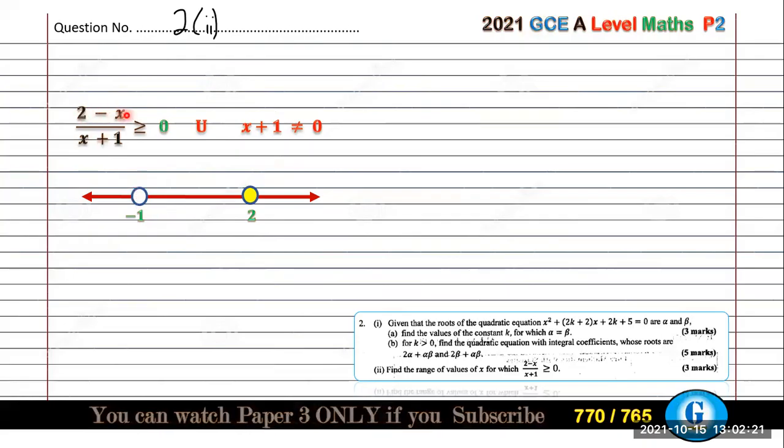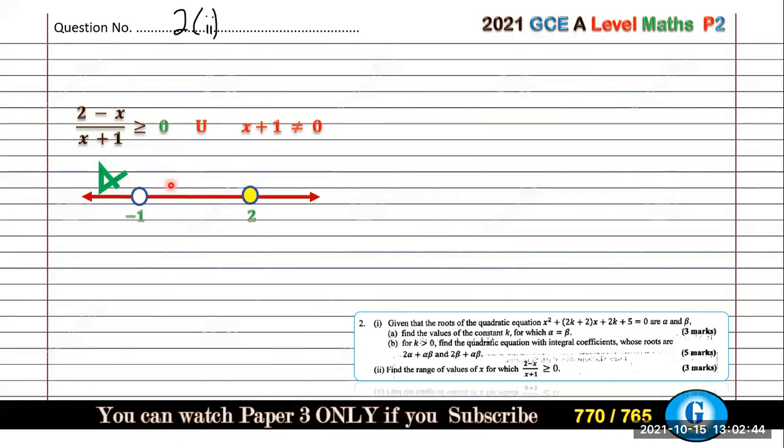So 2 minus -2, the numerator is positive. The denominator, -2 plus 1, is negative. So the numerator is positive, the denominator is negative. Positive divided by negative is negative. Now the question: is a negative number greater than 0? No. It means that this region below is the wrong region.